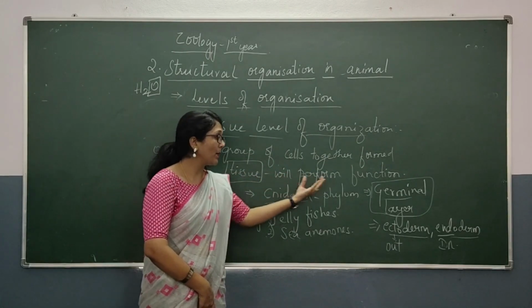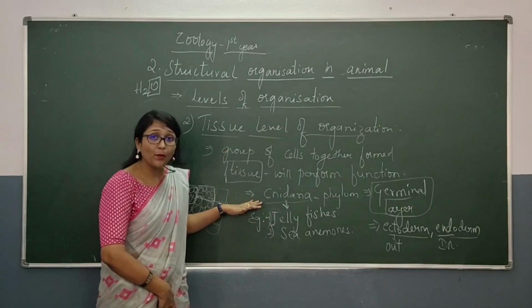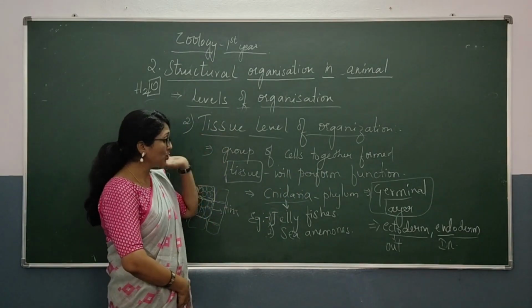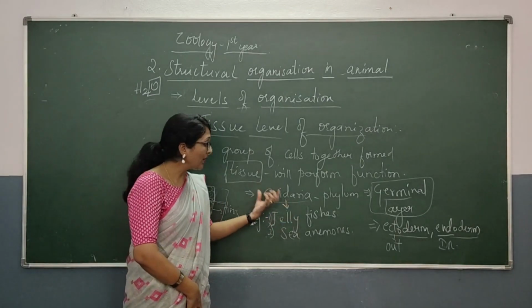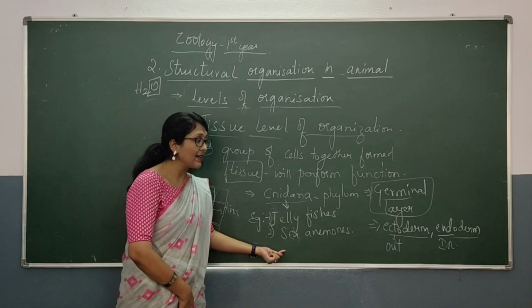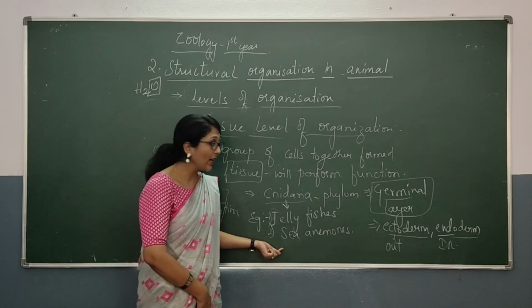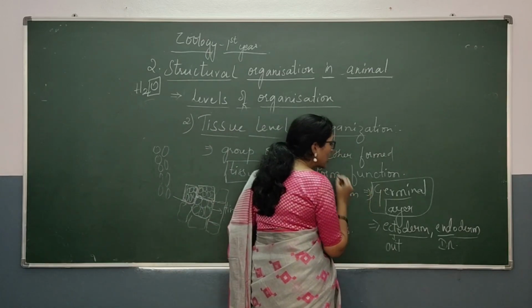Tissues will perform the function. And in which type of organisms can we see tissue level of organization? Phylum Cnidaria organisms. What are the organisms belonging to phylum Cnidaria? Jellyfish and sea animals. Okay, then here one key transition took place.